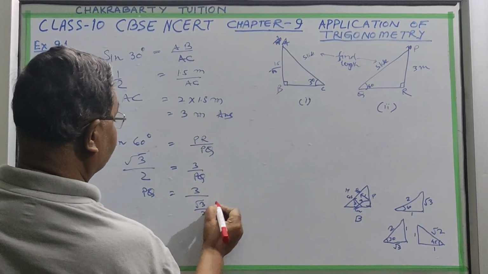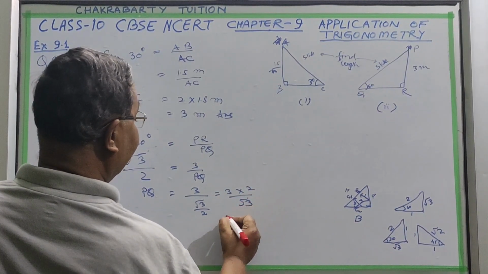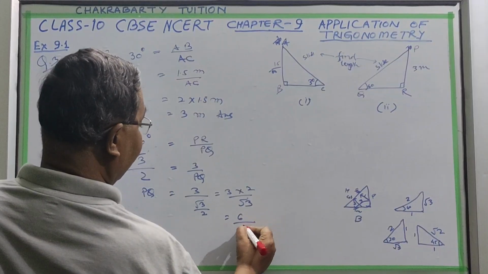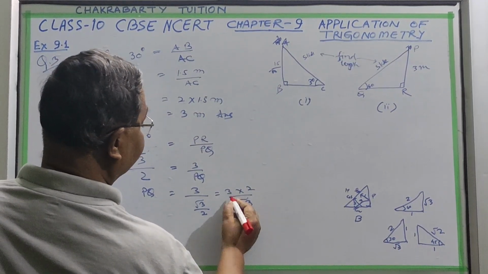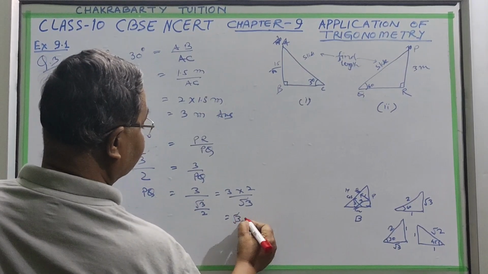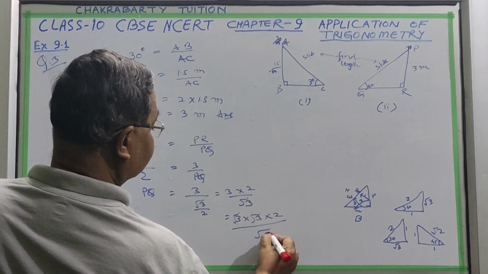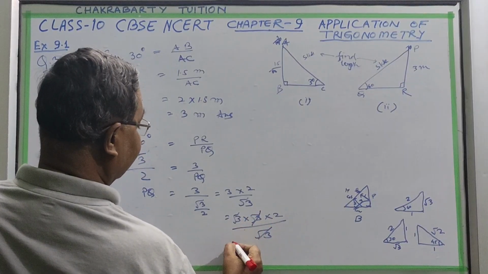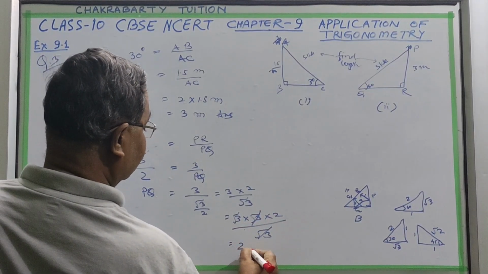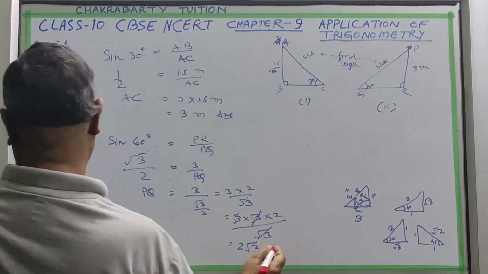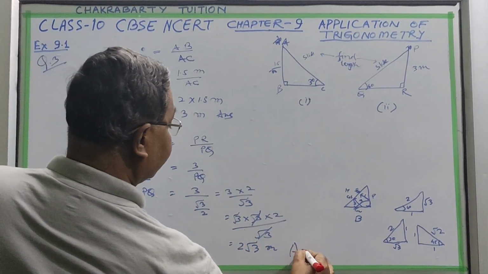So PQ is 3 upon root 3 by 2, which is equal to 3 into 2 upon root 3, which is 6 upon root 3. We can break 3 into root 3 into root 3, so 2 into root 3 into root 3 upon root 3. This one we can cut, so it becomes 2 root 3 meter. This will be the height of the second one. This will be your answer.